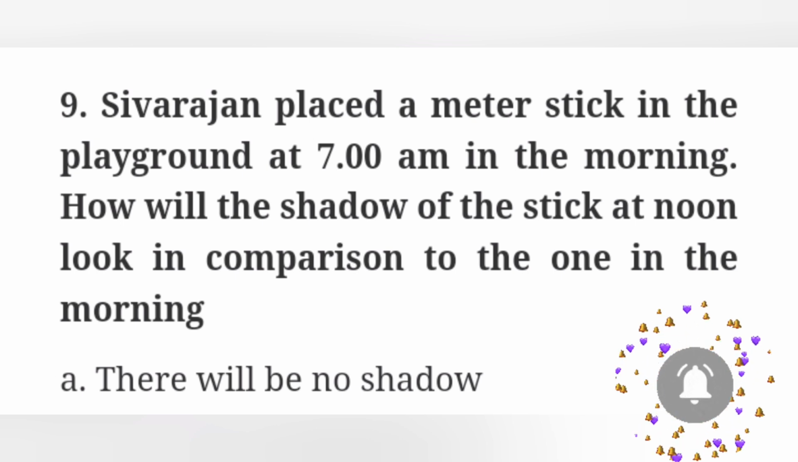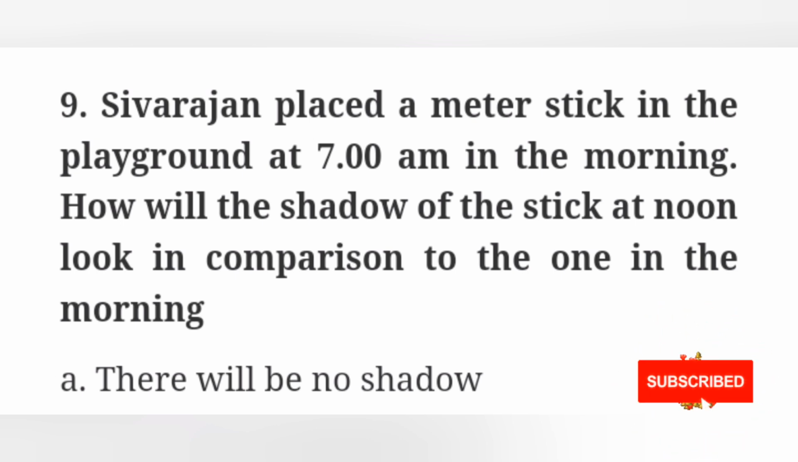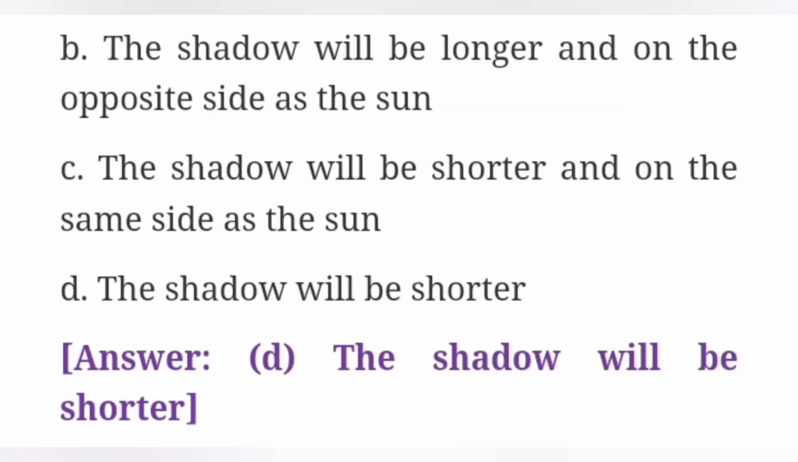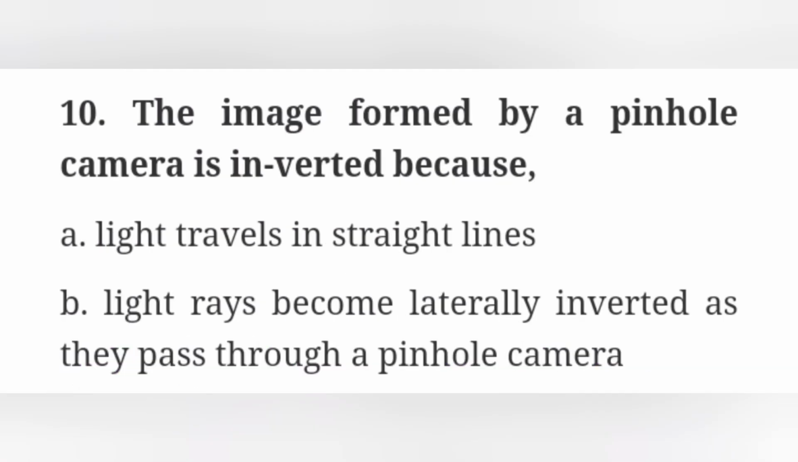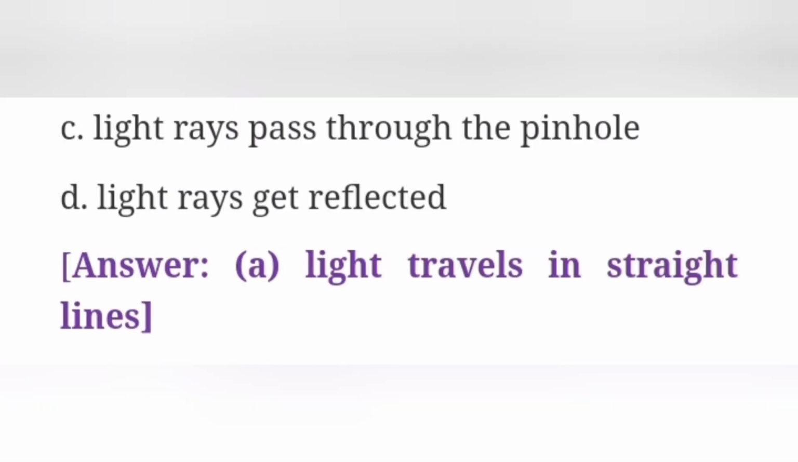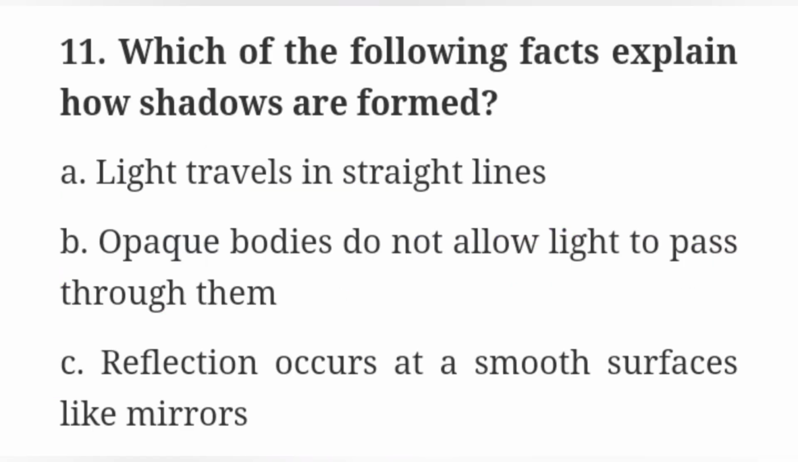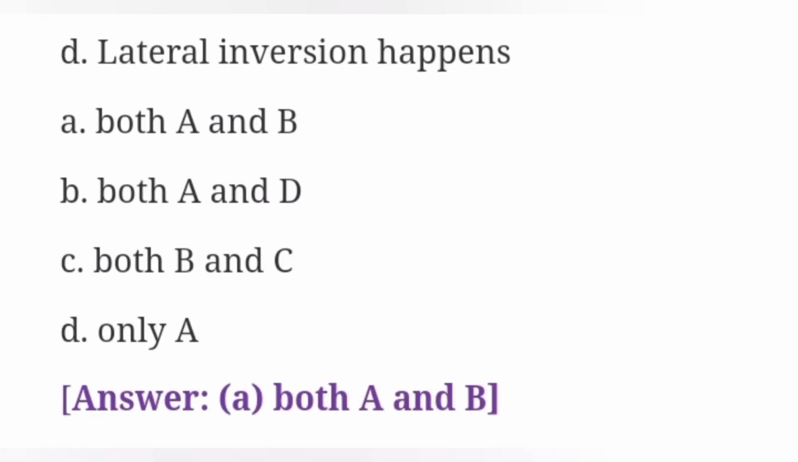Ninth one, Sivarajan placed a meter stick in the playground at 7 a.m. in the morning. How will the shadow of the stick at noon look in comparison to the one in the morning? Option D answer, the shadow will be shorter. 10th one, the image formed by a pinhole camera is inverted because, answer option A, light travels in straight lines. 11th one, which of the following facts explain how shadows are formed? Answer option A, both A and B.